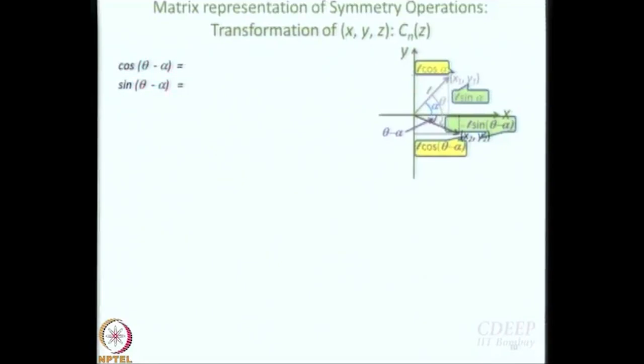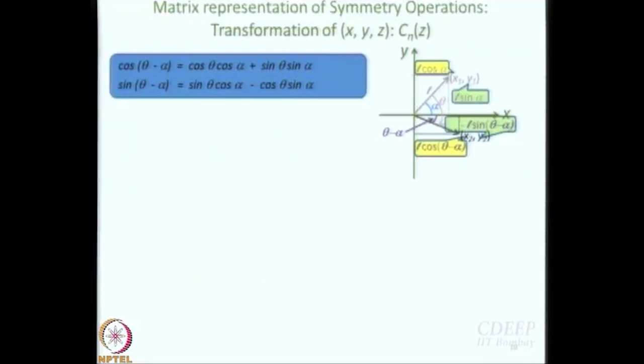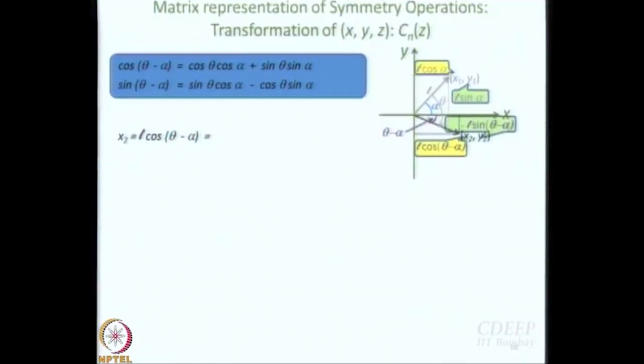What is cos theta minus alpha? Cos theta cos alpha plus sin theta sin alpha, right? And what is sin theta minus alpha? Sin theta cos alpha minus cos theta sin alpha, all right? So, what we studied in childhood is going to turn out to be very useful. Now let us simplify this a little bit. What is your x2? X2 is L multiplied by cos theta minus alpha. So, what is that then? L cos theta cos alpha plus L sin theta sin alpha.